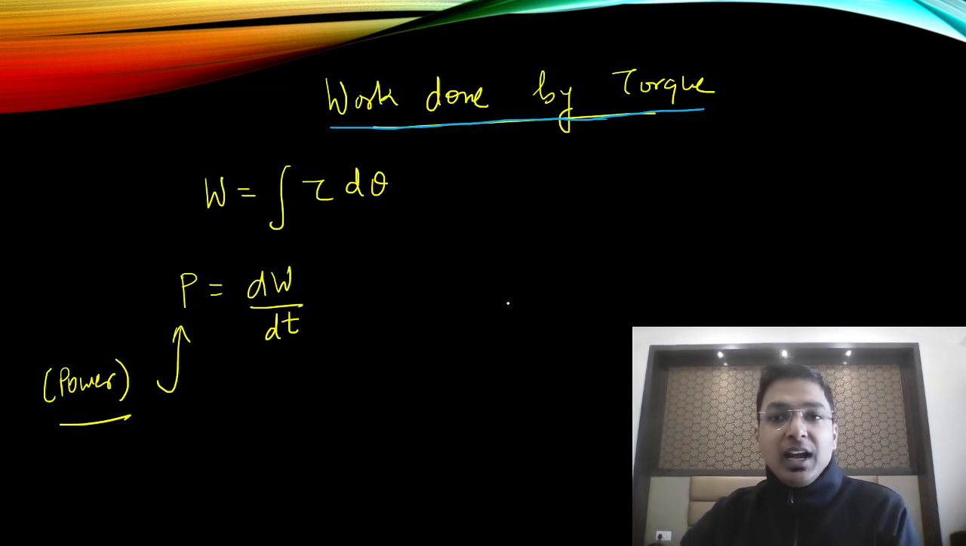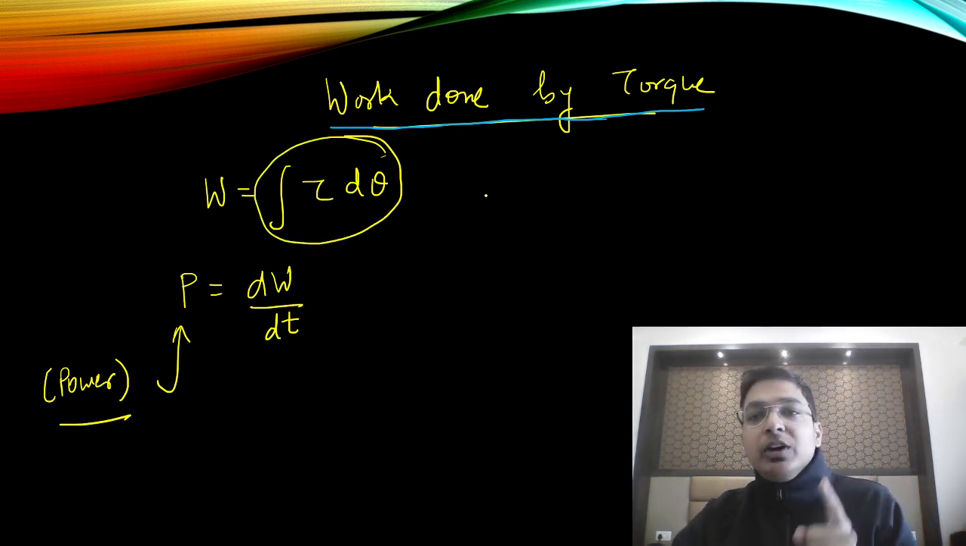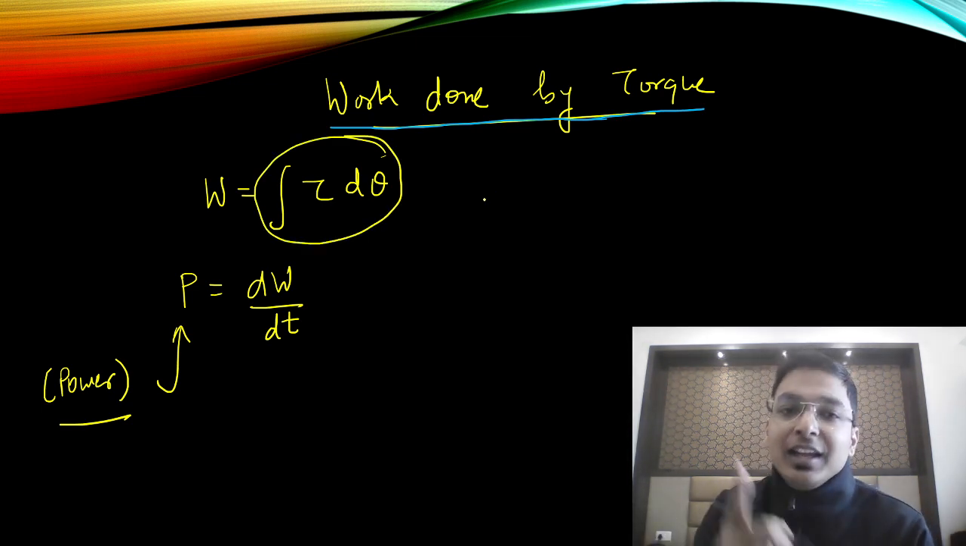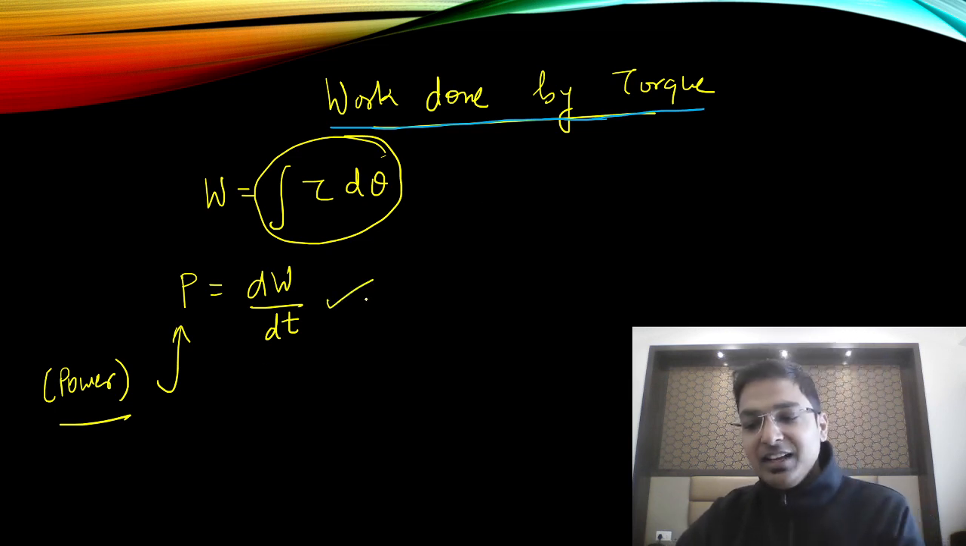Moving ahead. What is the work done by torque? It is tau d theta, like work done by force is F ds. Here it is tau d theta, and we know power is how much? dW by dt. Yes, correct.